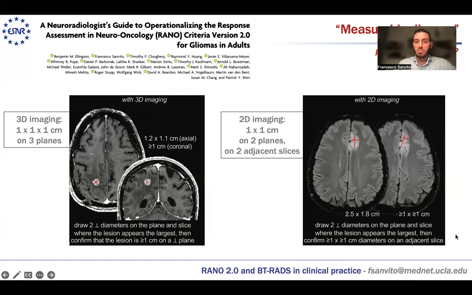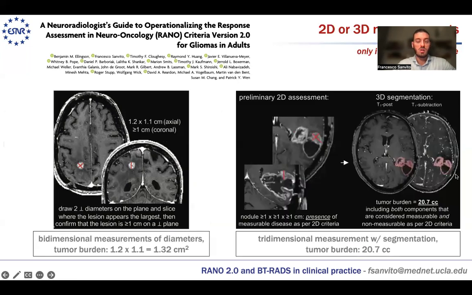A cornerstone of RANO 2.0 is the concept of measurable disease. You call a presence of measurable disease if there is at least a nodule of 1 by 1 by 1 centimeters in 3D imaging, or 1 by 1 centimeters on 2D imaging on two adjacent slices. It's important to understand that this is a binary variable, present or absent measurable disease, and this changes the way you handle the RANO evaluation.